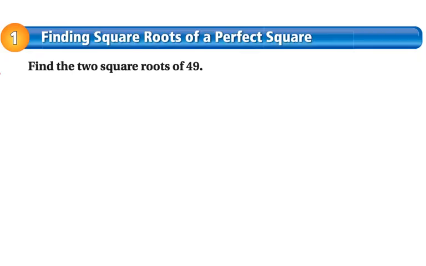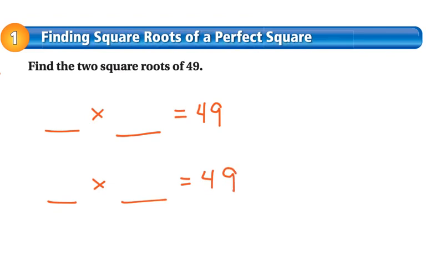Here we're going to find the two square roots of 49. Again, a square root is a number that, when multiplied by its exact self, equals the given number. Notice they want us to find two square roots, so a second number multiplied by itself that could equal 49. Many of us are strong in our multiplication facts and probably already know that 7 times itself equals 49. That means that one of the square roots of 49 is 7.